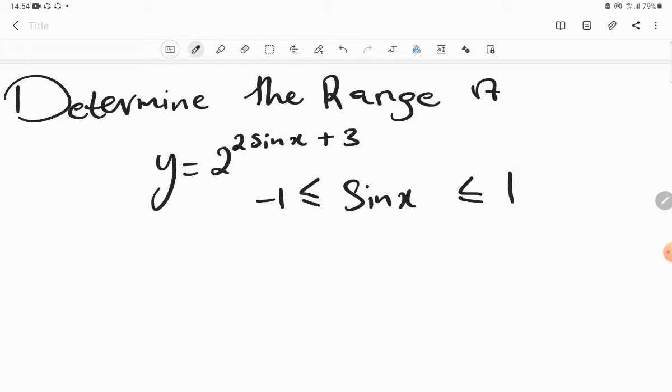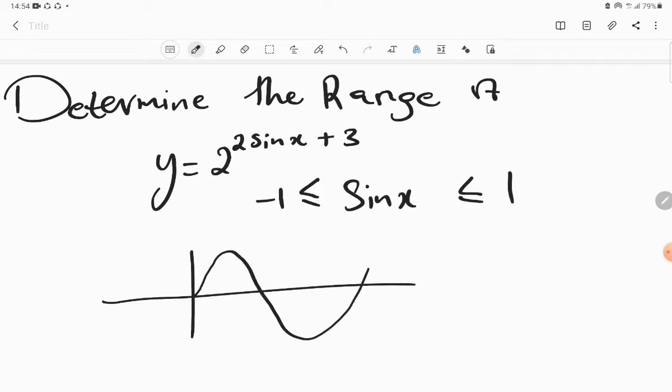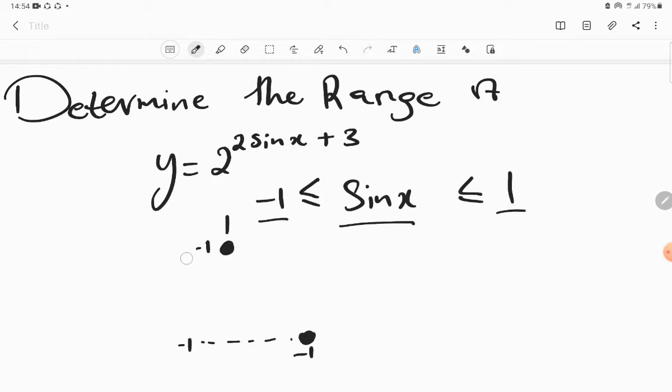Even graphically, it can be shown that sine x tends from -1 to 1, just like that. So this is the maximum point, this is the minimum point. So the values of y here is 1 and here is just -1. That is why the range of sine x is between -1 and 1. So what happens when there is something like that?